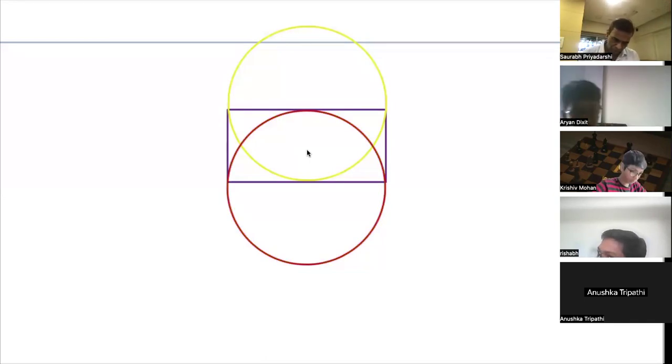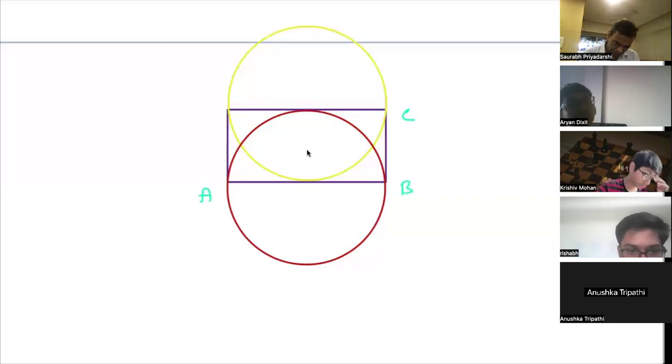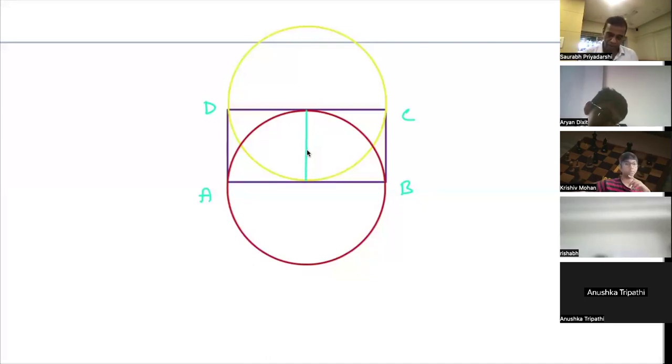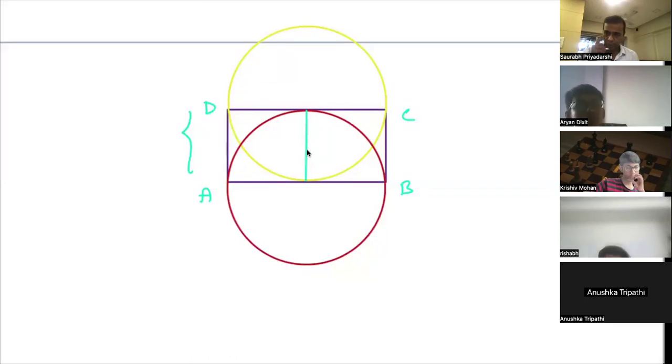So in this case, I can say this is ABCD. So in this case, both the circles are the same. The symmetric form, both are the same. So this length is the same. So can I say that AB and CD both are the same?